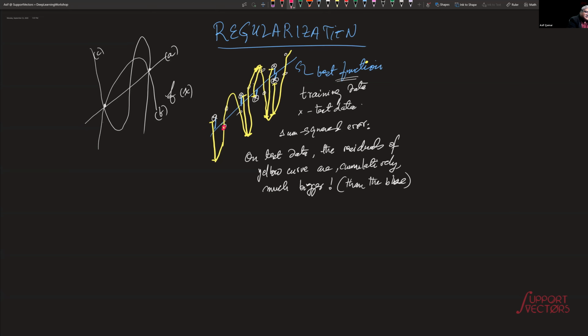This is your training data. If you look at it, which of these two curves fits the training data better? Let me leave this question here. Which of these two, blue versus yellow, curves fits the training data best?